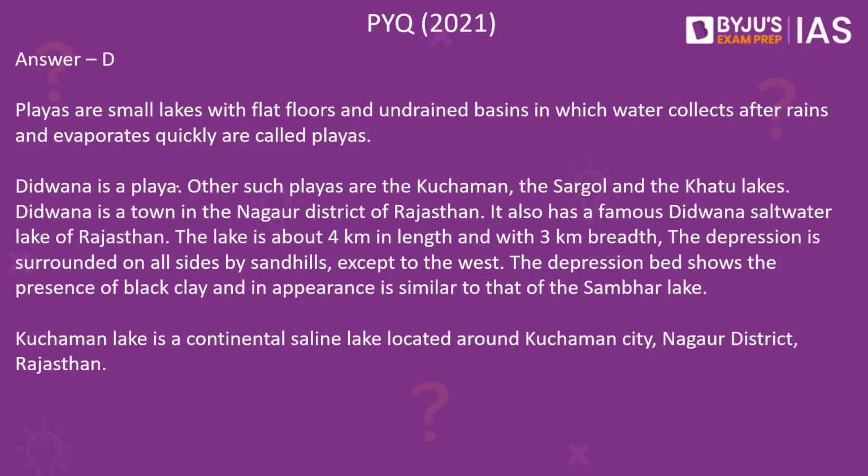These are usually lakes that have a large amount of saline in them. An example of this can be Didwana, which is in Nagaur district of Rajasthan. I'm sure all of you would recognize Nagaur district when you read the Panchayat Raj chapter, with Nagaur setting up the first panchayat in India's independent history. This particular lake is a famous saltwater lake of Rajasthan and is about 4 km in length and 3 km in breadth. The Kuchaman Lake, as is mentioned in the question, is also a continental saline lake located around the Kuchaman city in Nagaur district of Rajasthan.